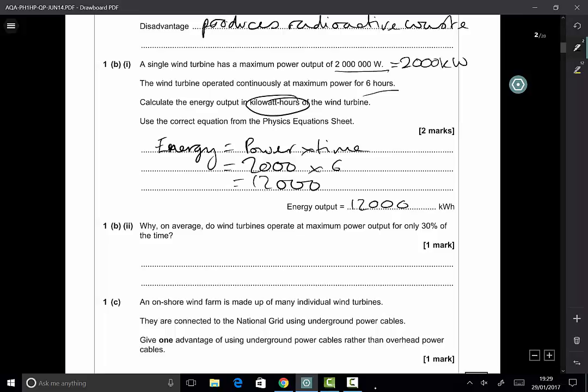Okay, why on average do wind turbines operate at maximum power output for only 30% of the time? It's not always windy. The wind speed isn't continuous, so it's not giving maximum power all the time. So not always windy.